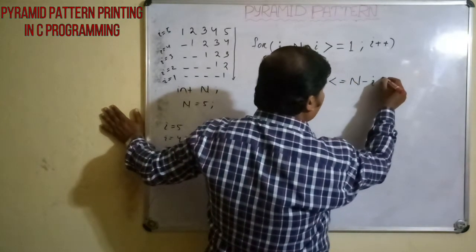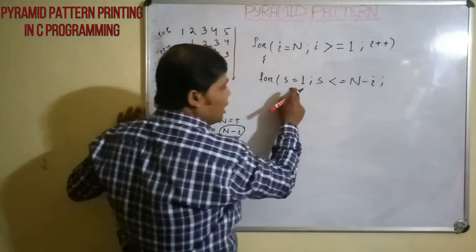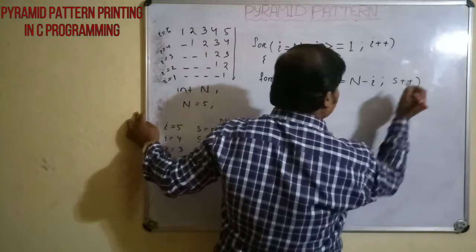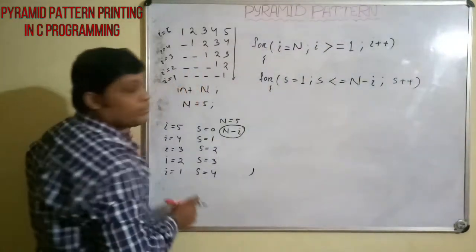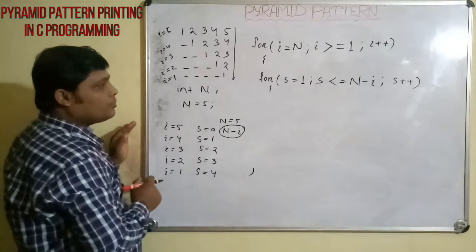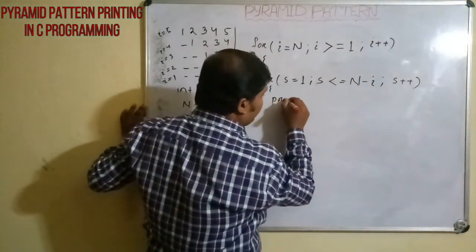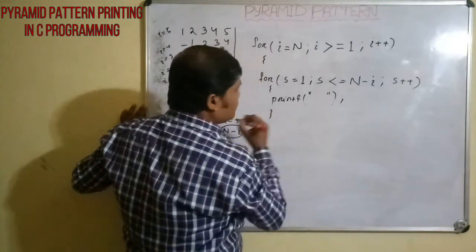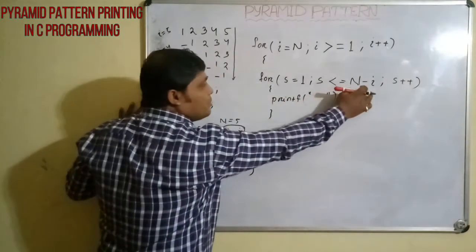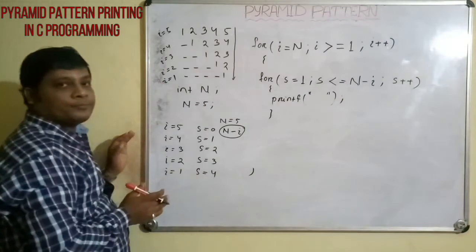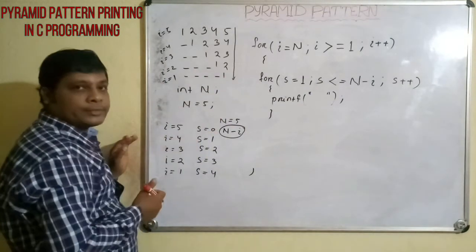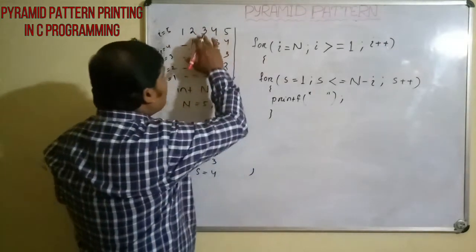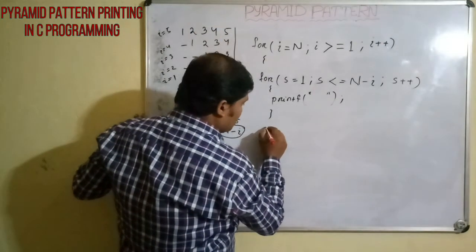So that this loop will continue for how many times? N minus i times. So this is space plus plus. Understood? Very simple how this logic will develop. Just see, printf, only one space. It will continue for n minus i times, it will give n minus i spaces. According to i, it will change. Clear?